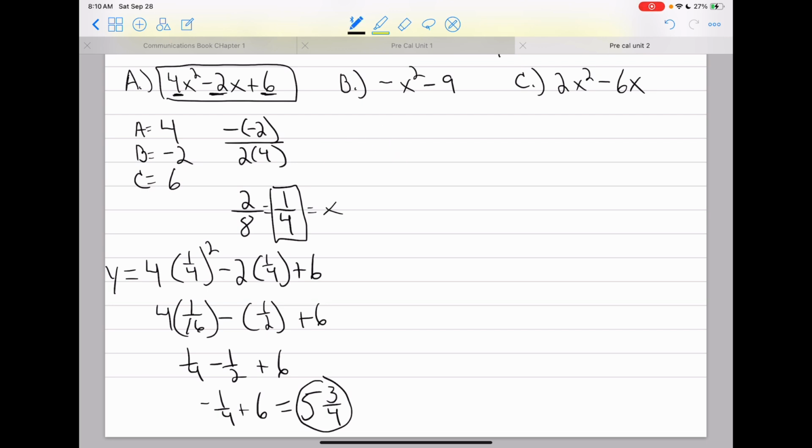All right, so what are A, B, and C? Pause for this one and tell me what A, B, and C are, because it's important that you see it. All right, well, A comes from whatever happened before my x squared term. So in this case, A was -1.